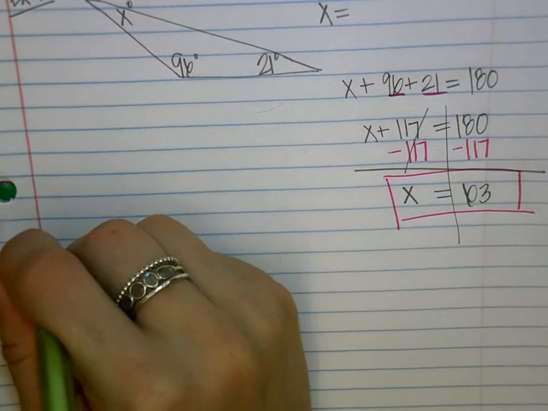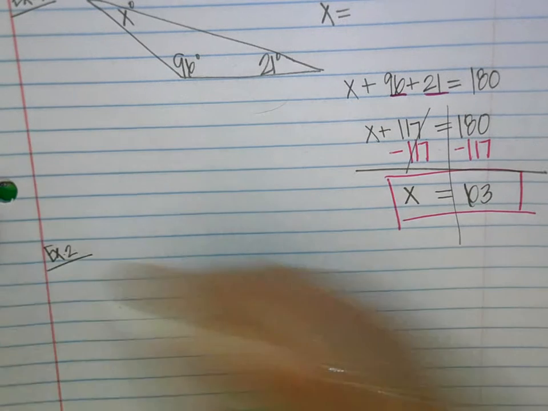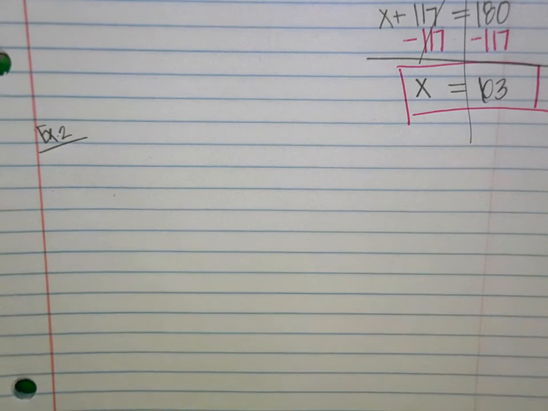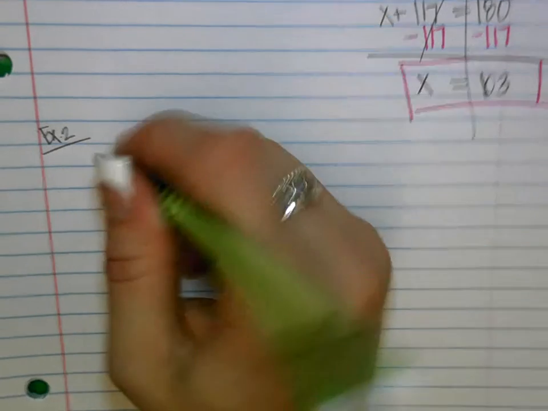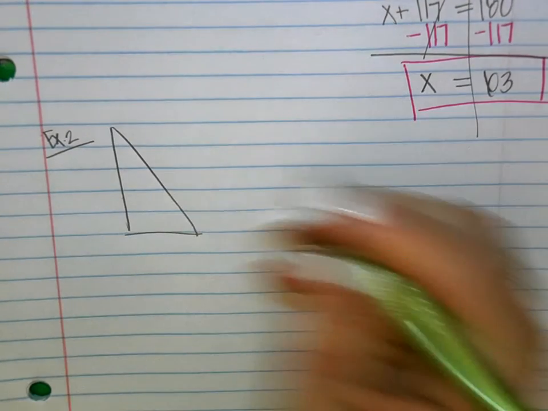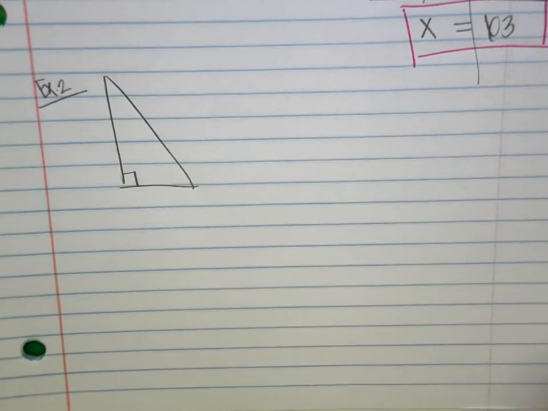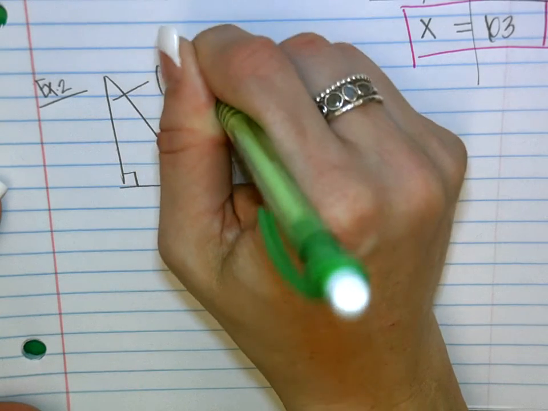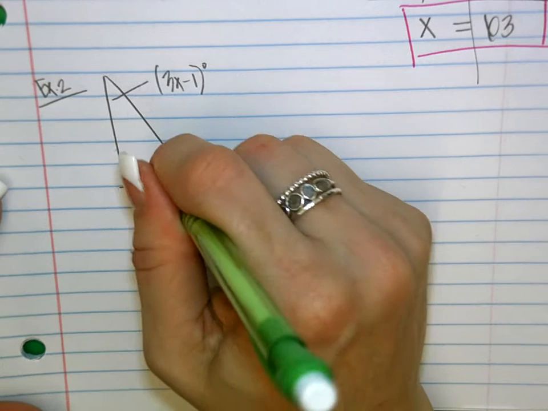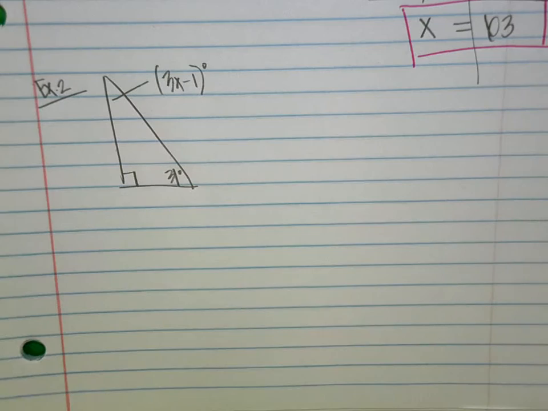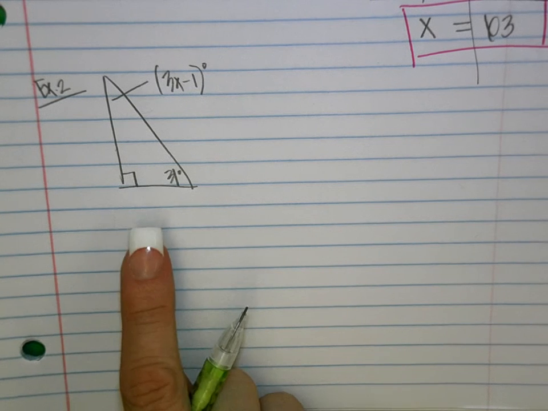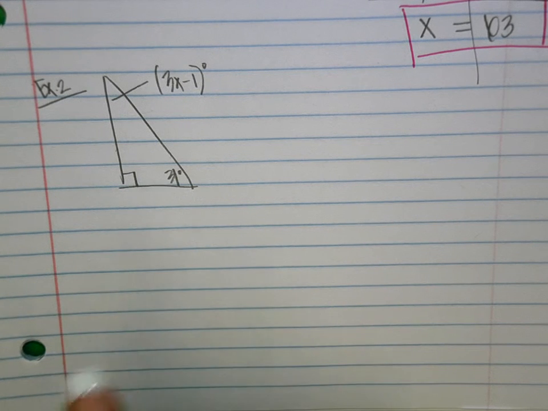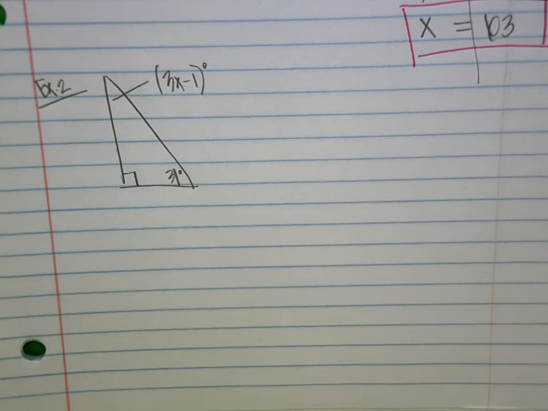Let's try another one, number 2. Anyone have questions on how I did that? Pretty basic, we're good? Okay, next one. Let's make another triangle. This one I'm going to put a little square in the corner. In the top, I have 3x minus 1 degrees. And in the right-hand corner is 31 degrees. I have a triangle with a box in the corner. 3x minus 1 is up in the top. And 31 degrees is in the bottom.